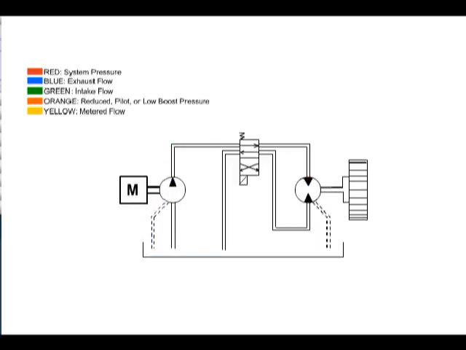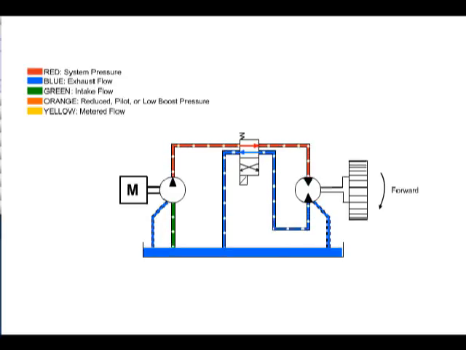In this circuit, a directional control valve is added, and a bidirectional hydraulic motor replaces the hydraulic motor. The directional control valve will allow the hydraulic motor to reverse direction when shifted.